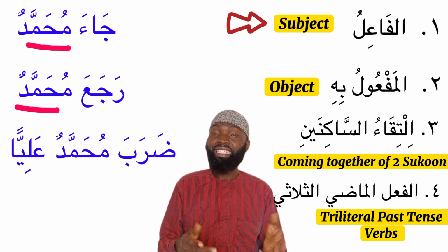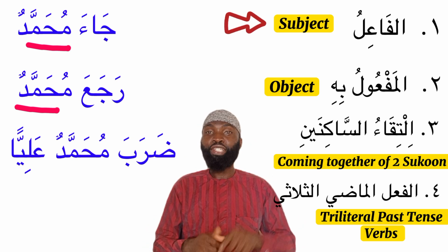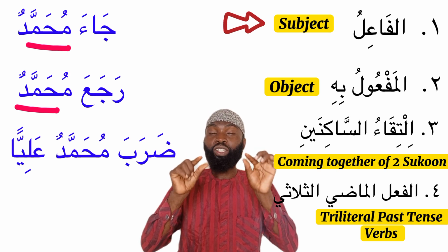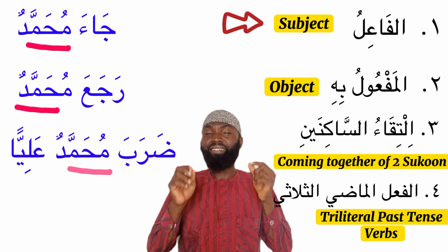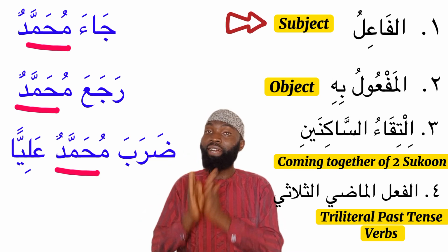Now look at the last sentence, daraba Muhammadun aliyan. Muhammad beats Ali. So Muhammad here is the subject of the sentence, therefore it is carrying dhamma. This is all I want us to learn today about the subject of the sentence, the fa'il.